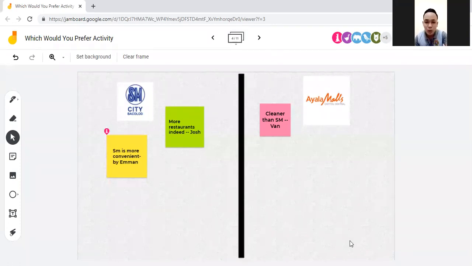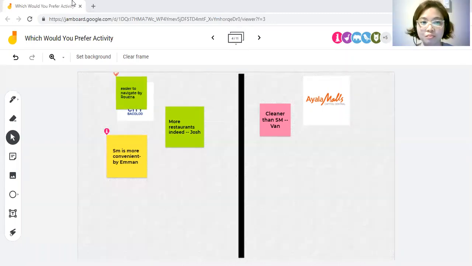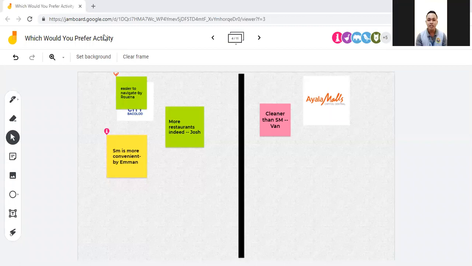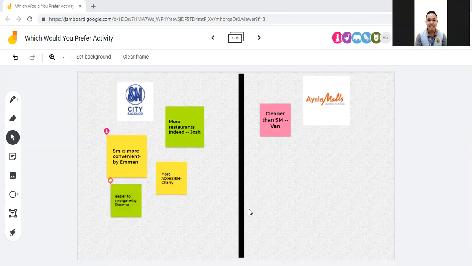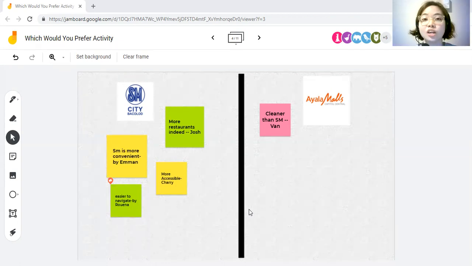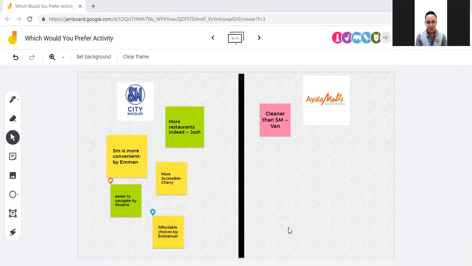We also have here from Van, "Ayala Mall, cleaner than SM." Can we hear from you, Van? Yes, sir. I chose Ayala. I really prefer Ayala Mall, sir, because it's cleaner than SM. Specifically, I'm talking about the comfort room. If you really try to compare the two, the comfort rooms of Ayala are really cleaner than SM, sir. Okay, so you're basing it on the comfort rooms of Ayala and you think it's cleaner compared to SM.